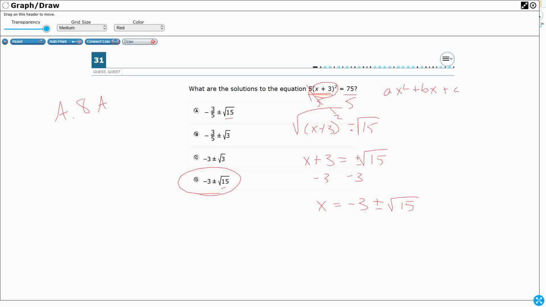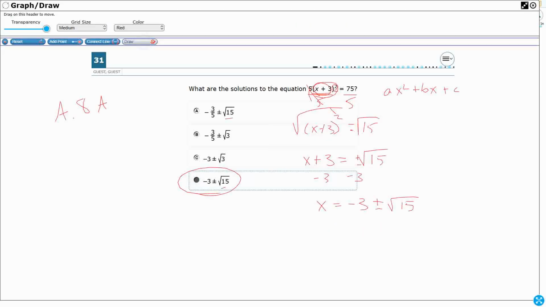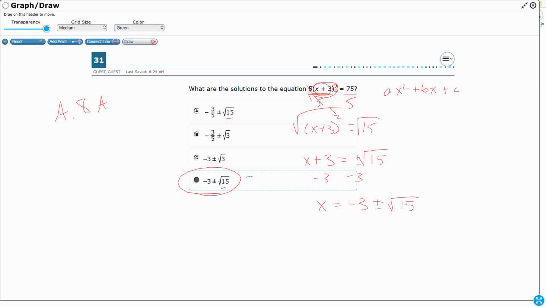Especially look to see if they give you a term with a square on the outside. Is there a possibility of taking a square root and saving yourself a whole lot of trouble? So the answer is D. Now let's see how we did. And this was 30%. This was definitely difficult for our students.